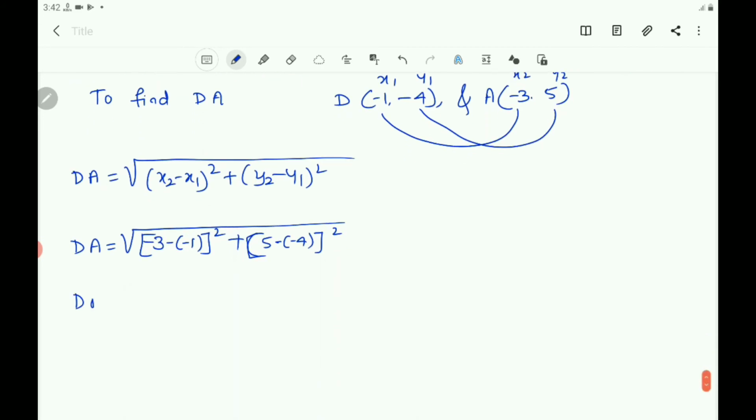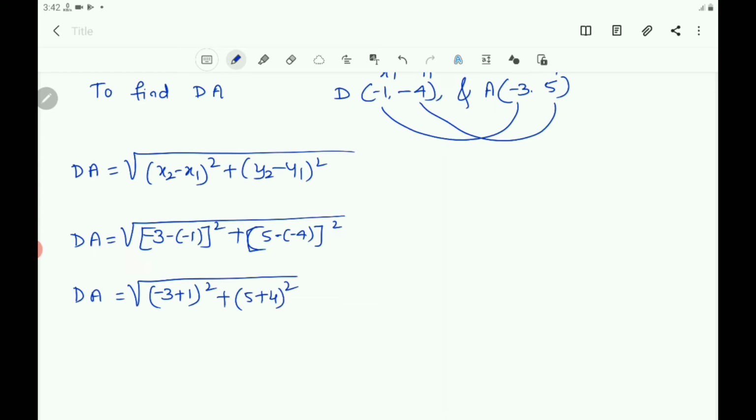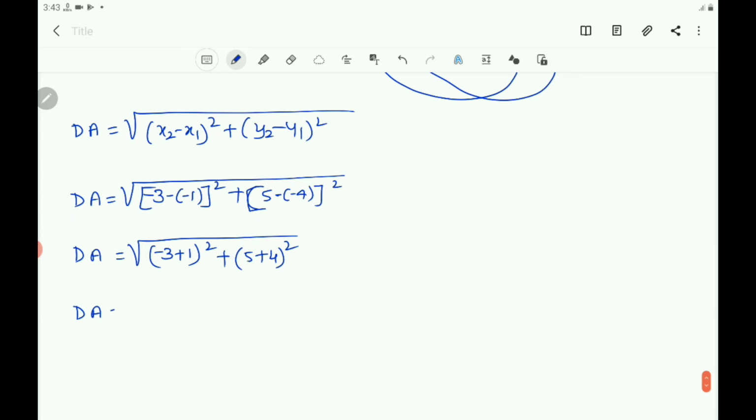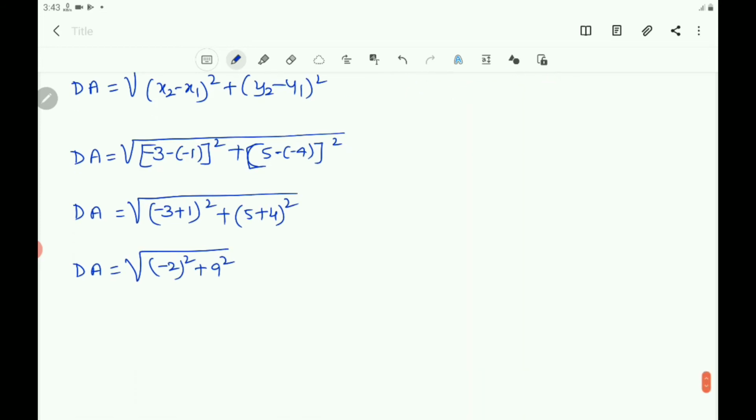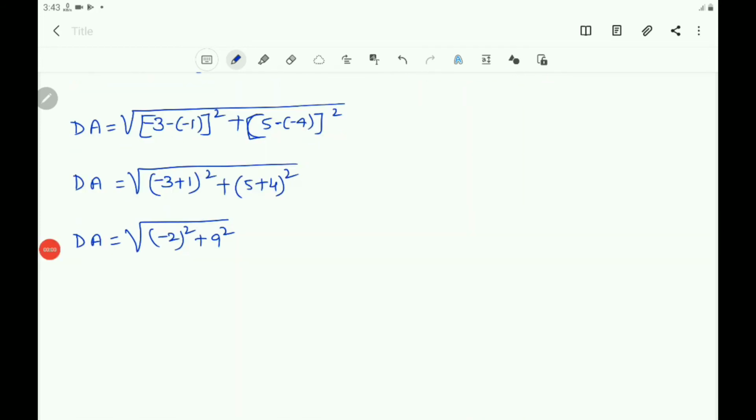Then DA equals square root of minus 3 minus of minus 1 is plus 1 whole square plus 5 plus 4 whole square. So DA equals square root of minus 3 plus 1 is minus 2 whole square plus 9 whole square. Then DA equals root of 2 whole square is 4 plus 9 square is 81, that equals root 85.